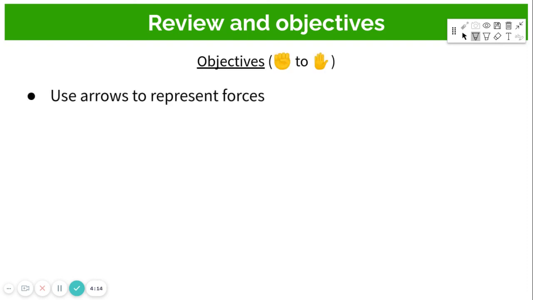But for now, quickly go through your notes and just highlight the areas that show you understand this objective here, your ability to use arrows to represent forces.